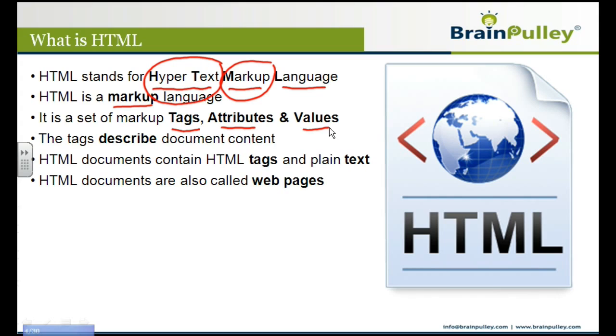Then basically these tags describe the document and its contents. It can be plain text, it can be tags, it can be images. We will learn how to introduce images later on. And this entire document is finally known as a web page. And then a collection of web pages is known as a website.